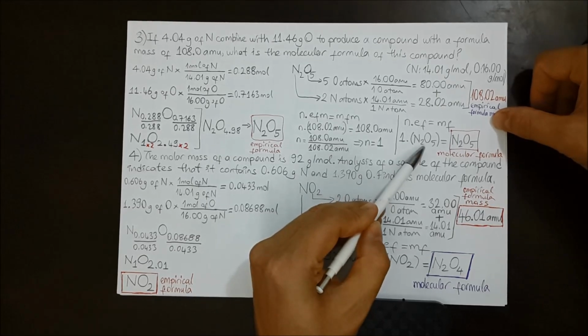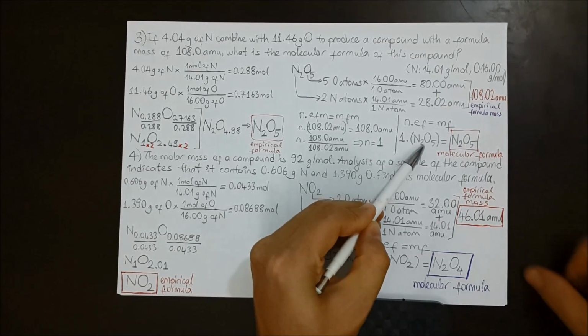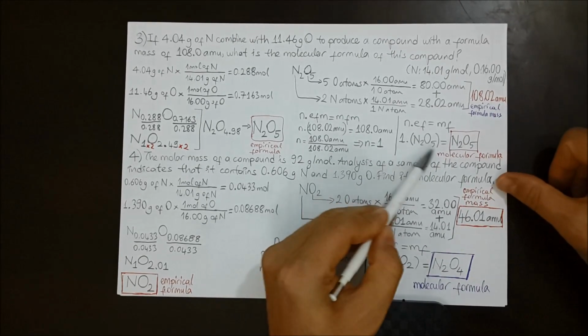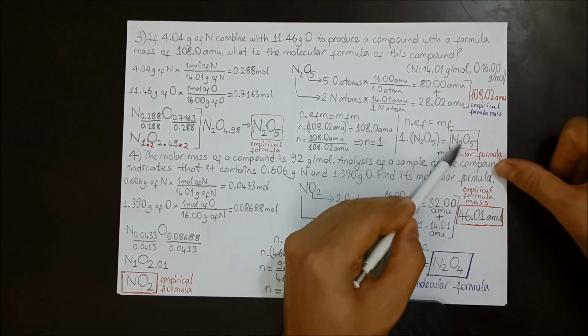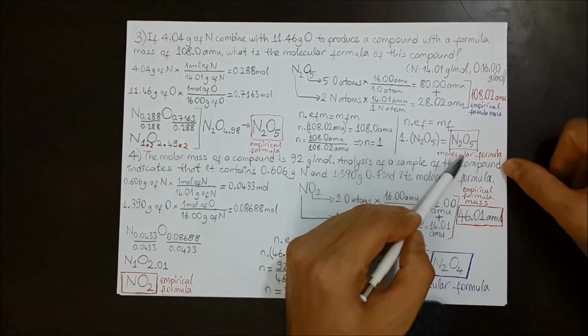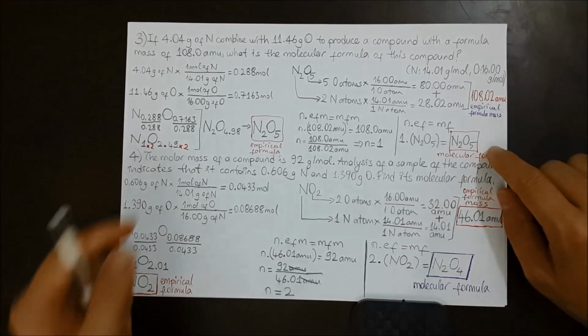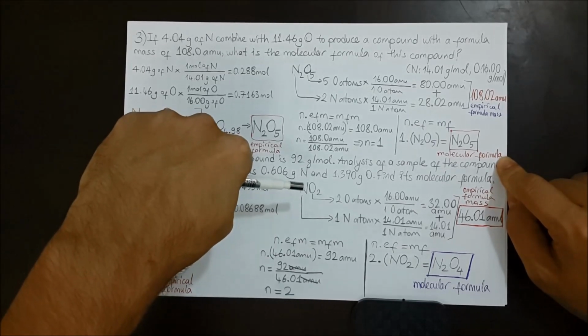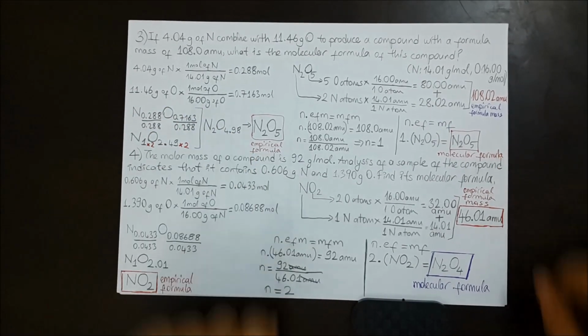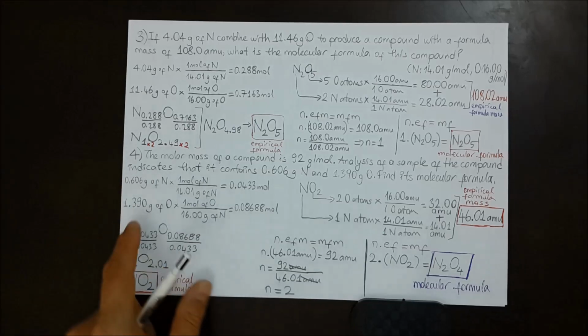1 times 2, subscript of nitrogen, N2. 1 times subscript of oxygen, 5. 1 times 5 makes 5. N2O5 is our molecular formula. As you see here, the empirical formula of our compound is the same as its molecular formula. Now we go on with question 4.